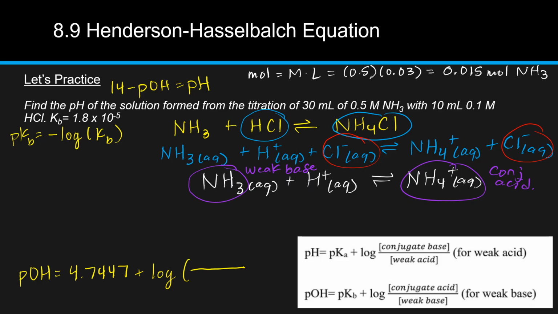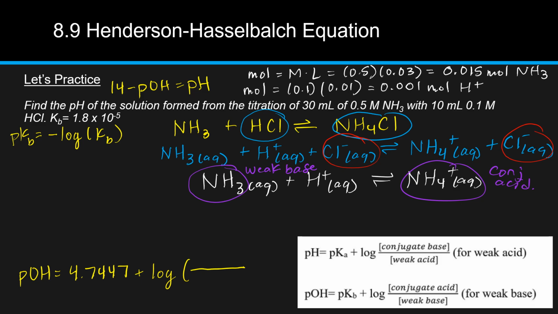So again, to get moles, we take the concentration for HCl, which is 0.1, times the volume in liters. 10 milliliters is equal to 0.01 liters. So that's going to be 0.001 moles of H+.